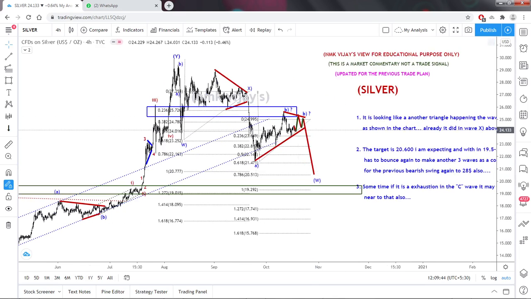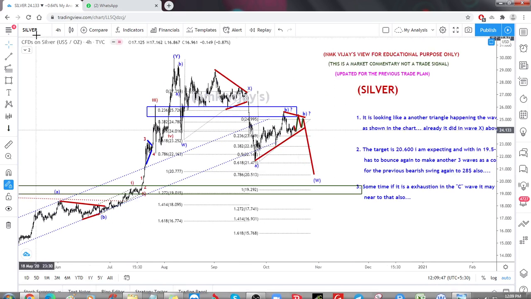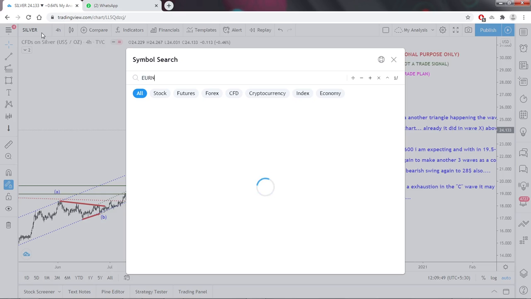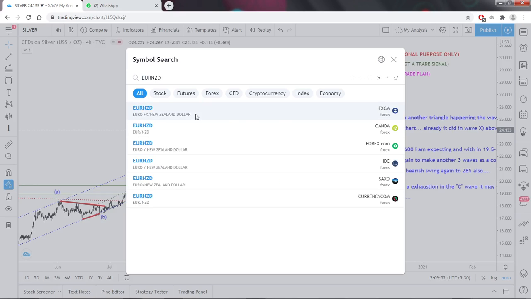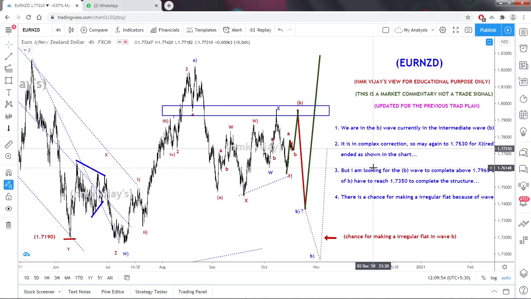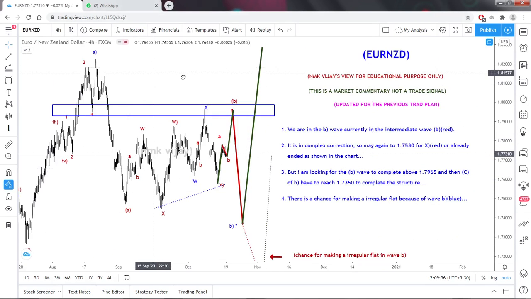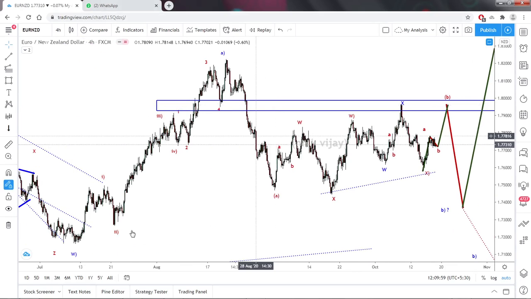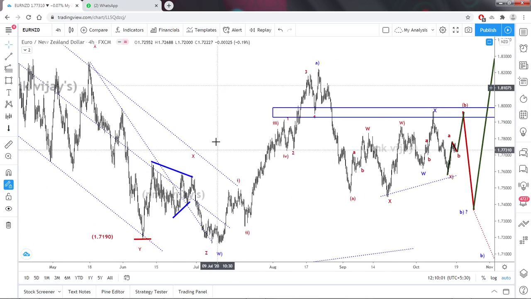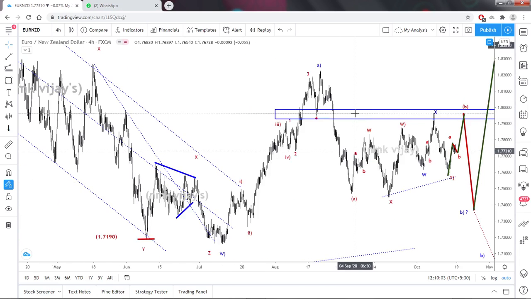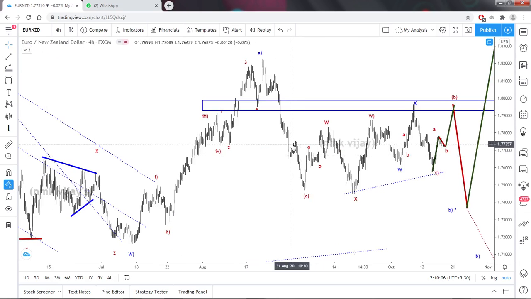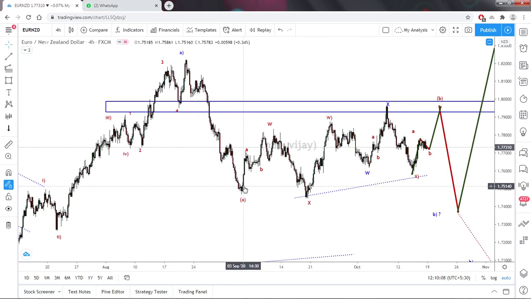So let's see. I think I finished, and one more thing I have to explain is that Euro New Zealand is also a good trade setup, and I already updated that in my TradingView. See here, this is a perfect 5-wave structure, so I took it as an A, and here also it's looking like a 5-wave structure. 1 2 3 4 5 has completed, so it is an intermediate wave, and we are in that B wave correction for this A. So this is an A.